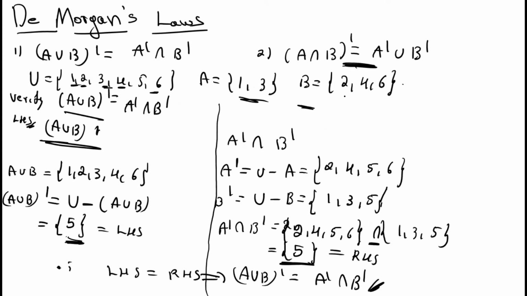Okay, remember De Morgan's laws. The first law is A union B whole complement equal to A complement intersection B complement. The second law is A intersection B whole complement equal to A complement union B complement.